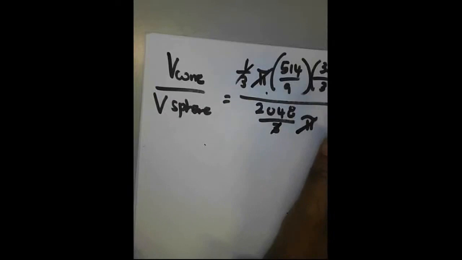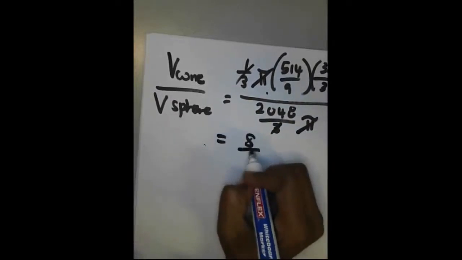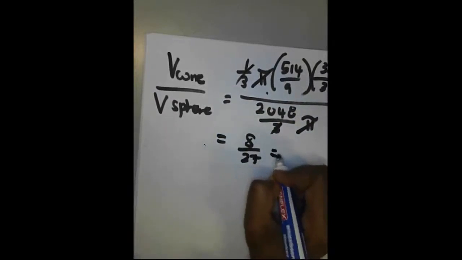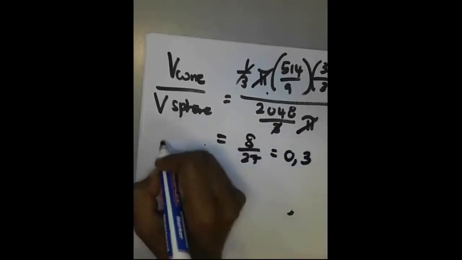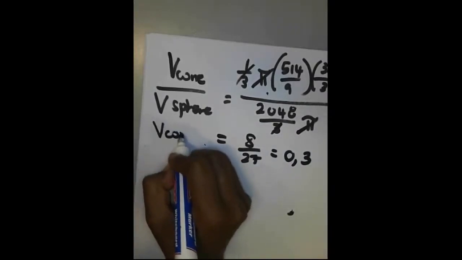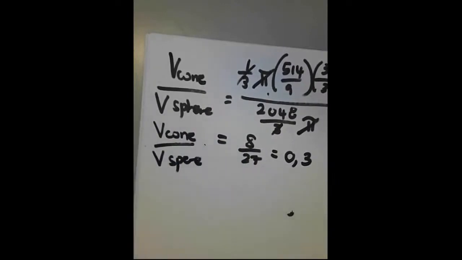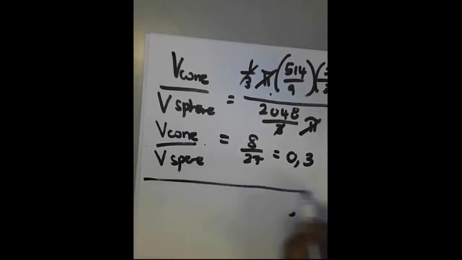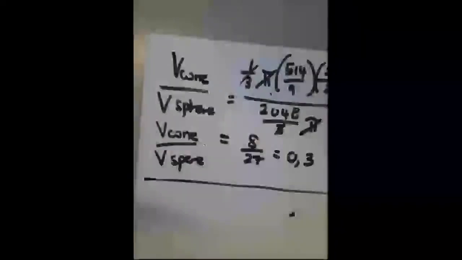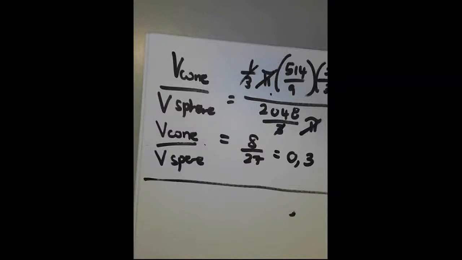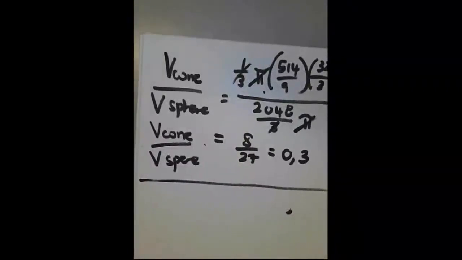Yes, the thirds cancel. And I'm left here with 8 over 27, which is 0.3. So that is the relationship between the volume of the cone and the sphere. Okay? That is my story. The largest volume of the cone and the volume of the sphere. Notice the sphere is still going to be the biggest one. The cone is going to be the smaller one. And that's it.